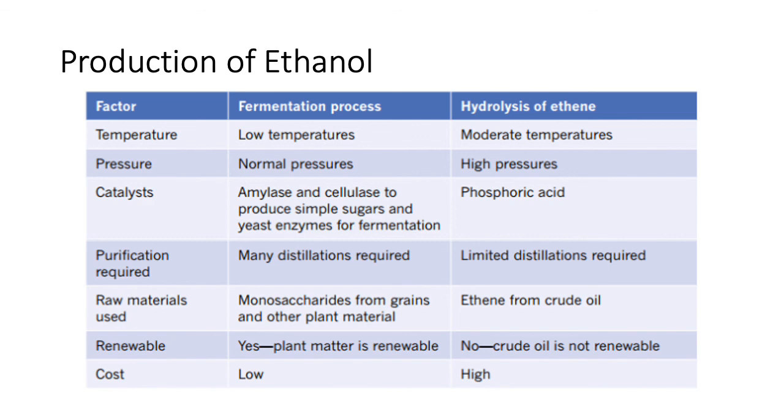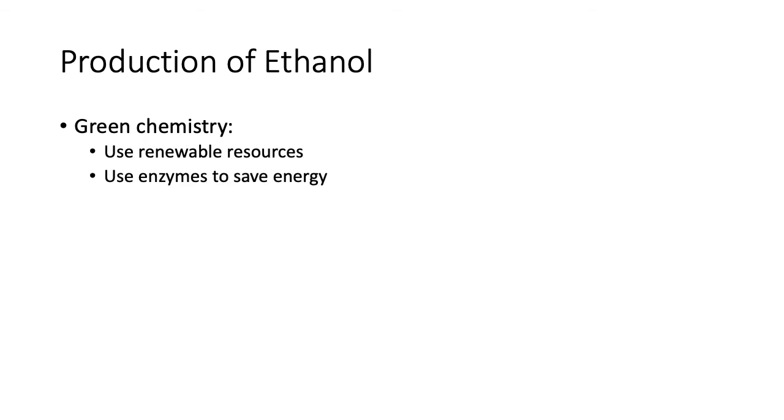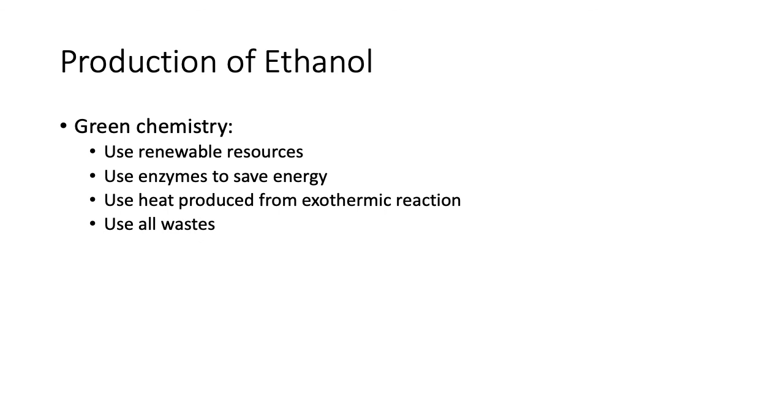A couple of things. Actually, no, I'll leave that for the next slide. So, the production of ethanol and the links to other things. Green chemistry: you're using renewable resources if you use the fermentation method, and you use enzymes to save energy. If you do use the hydration of ethene, you should ideally use the heat produced from the exothermic reaction to power the plant. And you use all your waste products in the fermentation process, so the CO2 and the solid waste should also be used, just to make sure that you're using everything.